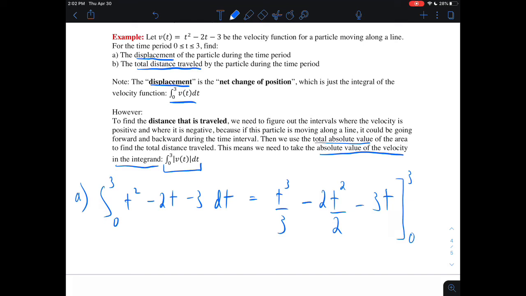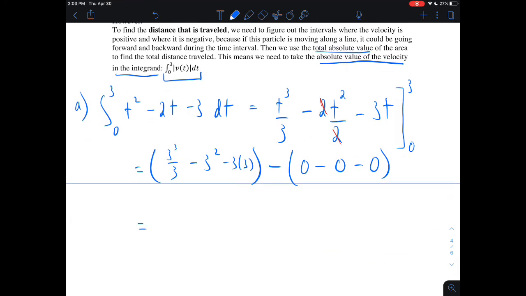And remember, the top limit 3 has to happen first, and then the bottom limit 0 has to happen second. So then this becomes evaluating at 3 cubed divided by 3, minus, the 2's are going to cancel here, so we don't need to copy those down. So then this becomes t squared, or 3 squared, so minus 3 squared, and then minus 3 times 3, and then with plugging in the second limit of integration, this will be 0 over 3, so 0 minus 0 squared, which is 0, and then minus 3 times 0, which is 0.